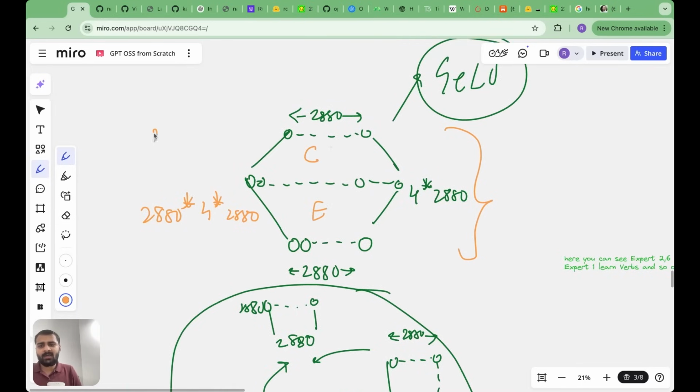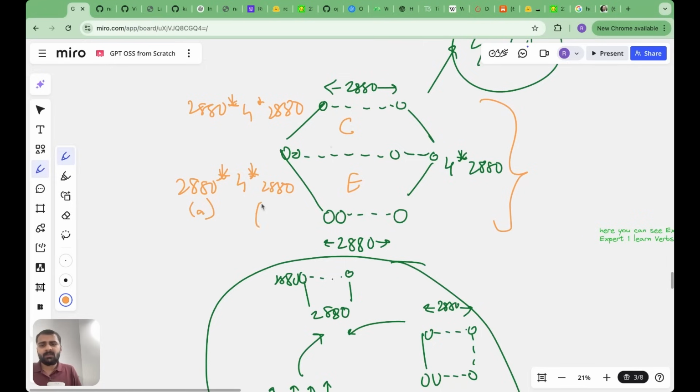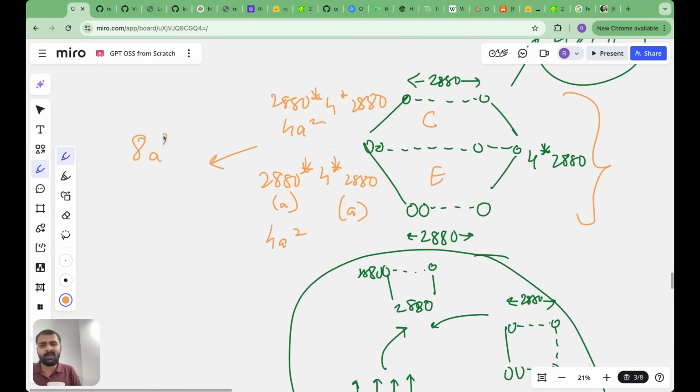In the contraction layer, it's again 2880 multiplied by 4 multiplied by 2880. So if you think 2880 to be equal to A, this is 4A square parameters in the expansion layer, 4A square in the contraction layer. So total we have 8A square parameters.